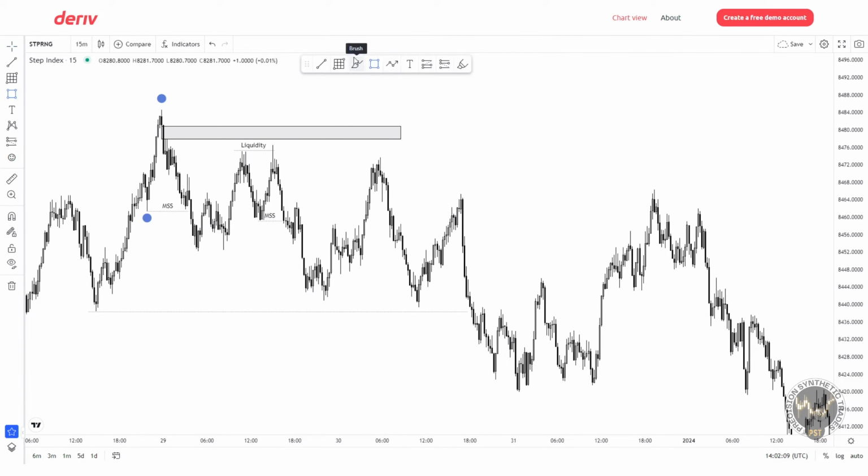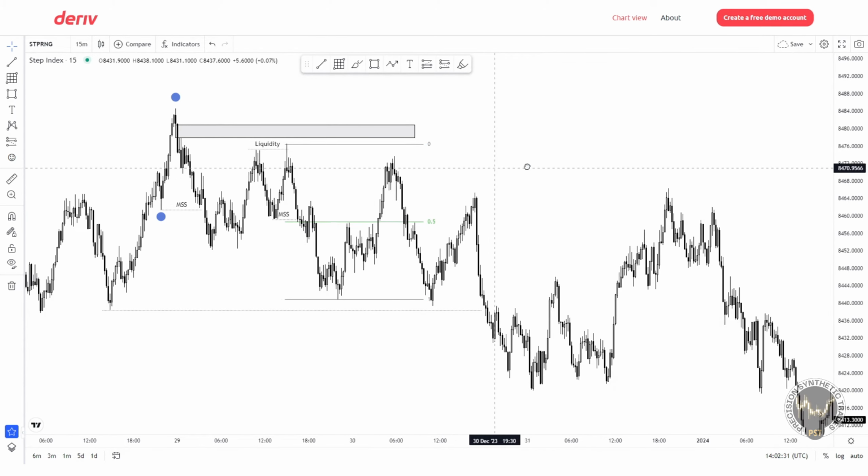And what do we have? Let's quickly say price went down. Price started retracing as soon as this high was taken out. So I'm going to draw my fib from this high to the lowest point. So we are only going to look for trades above the 50%. Now, what's left above the 50%? We have a little order block there.